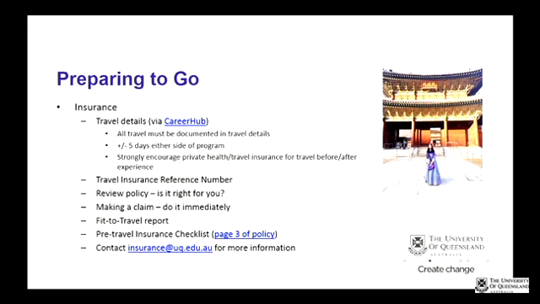So once we have your travel details, we'll provide them to the insurance office here at UQ, and then we'll provide you with your travel insurance reference number. So this is the number that you'll want to keep in mind if you do need to make a claim. If you need to make a claim, you should make it immediately. You do have a limited amount of time in which to make a claim, but you will need to provide that travel insurance reference number.